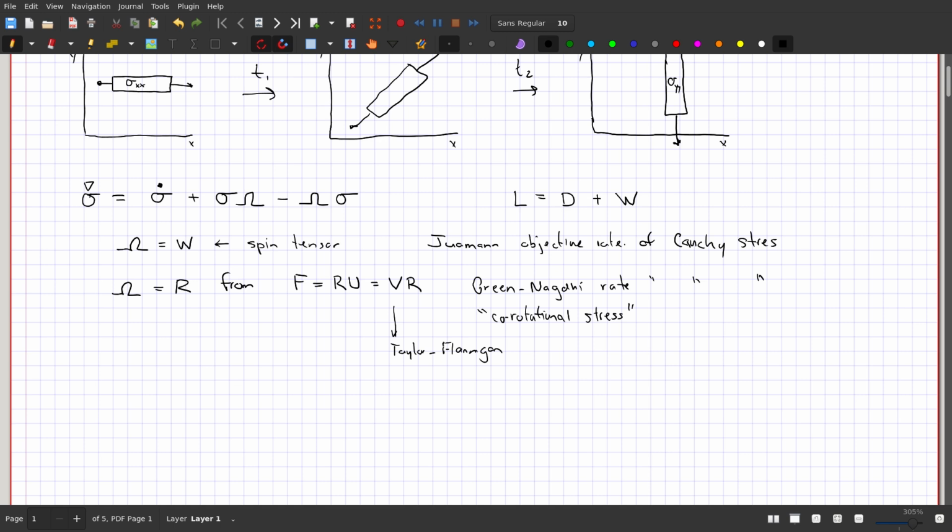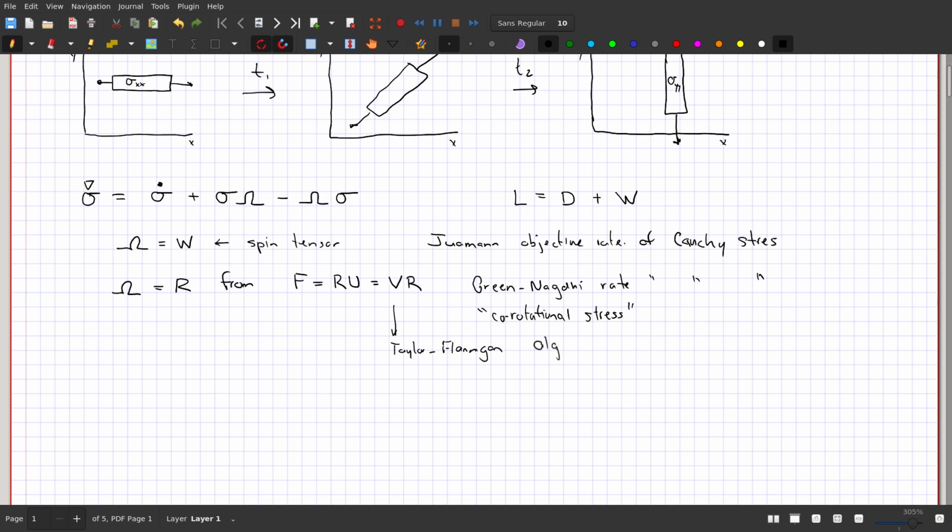That basically they have an iterative approach to solve for the left stretch tensor. So I'll just say Taylor-Flanagan algorithm. It's an iterative algorithm to solve for V. And that makes it where you don't have to solve an eigenvalue problem. So you can speed things up a little bit.